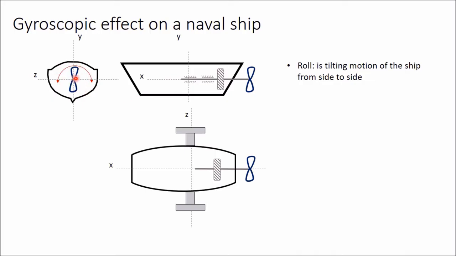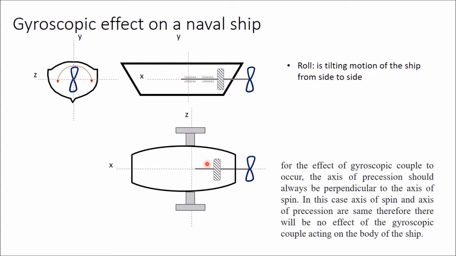Therefore there will be no gyroscopic couple, because for the effect of gyroscopic couple to occur, the axis of precession should always be perpendicular to the axis of spin. But in this case both axes are parallel to each other. So you can calculate gyroscopic couple using the same formula I omega omega p, but there will be no effect of gyroscopic couple on the ship.